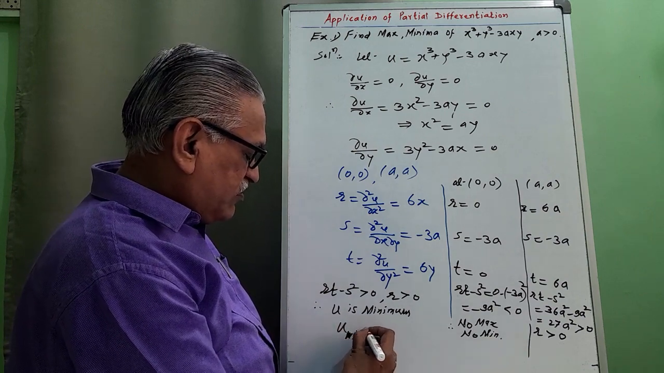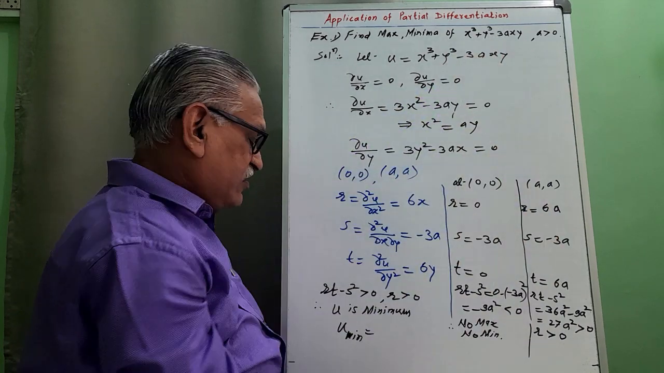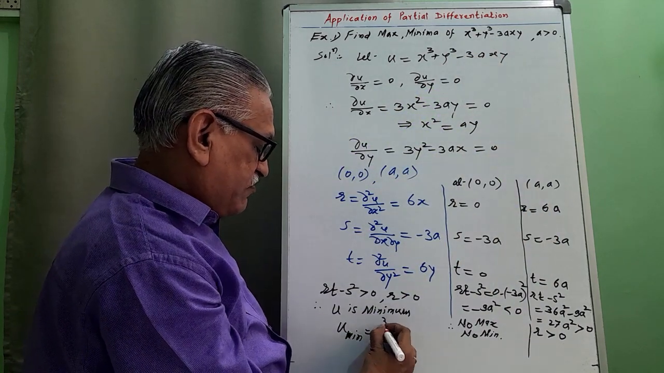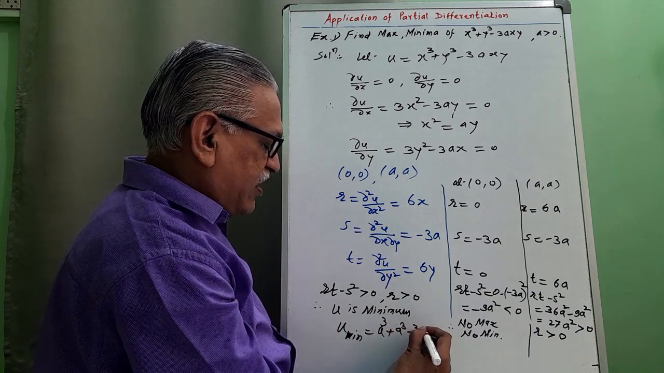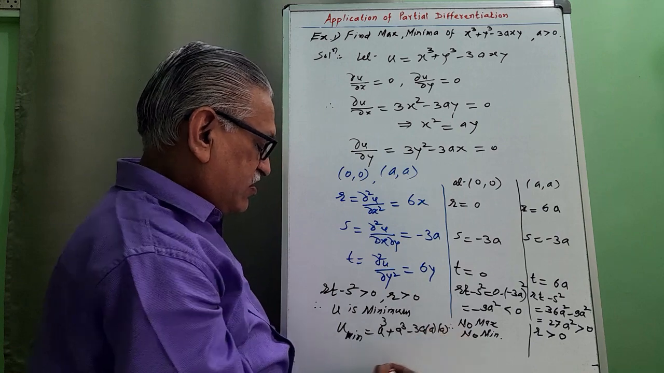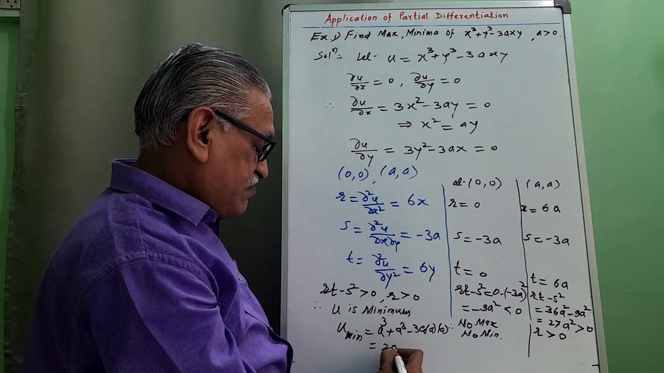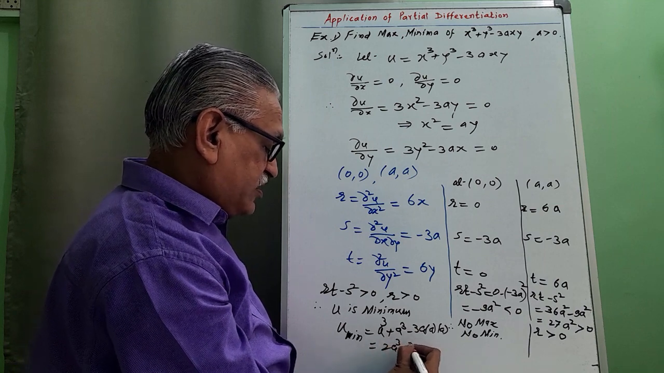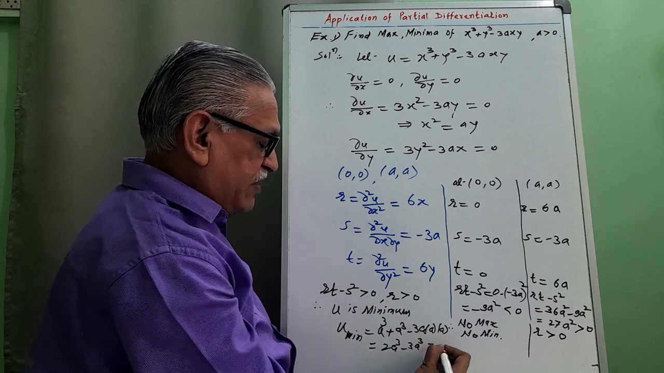The point is (a, a). Therefore, put x as a, y as a. We get a cube plus a cube minus 3a into a into a, which is 2a cube minus 3a cube. u minimum is minus a cube.